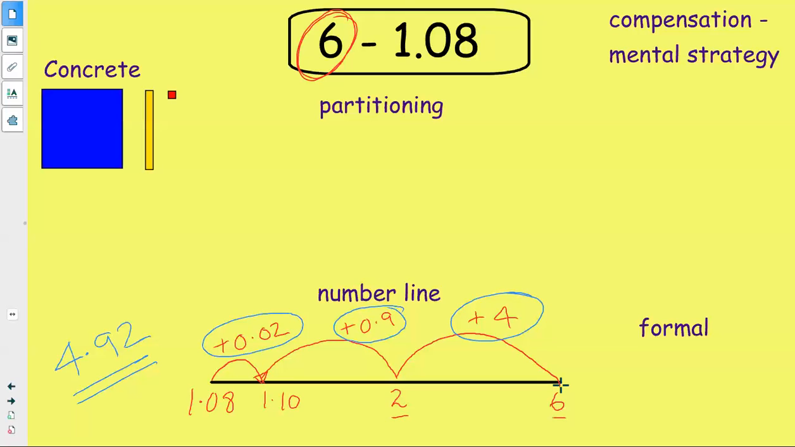Compensation or mental strategy over here, I would say, is another nice way for doing this one. So if you want to think about it as, say I said to you £6, take away £1. So I'm just going to round this 1.08 just now just to one whole. Your answer is 5, but you still have 0.08 to take away. If you think about that in terms of pence, sometimes that makes life easier for kids. So if you've got £5 and you take 8 pence away, what would you have left? I'm going to write this in terms of pounds. So you would have £4 and 92 pence left.